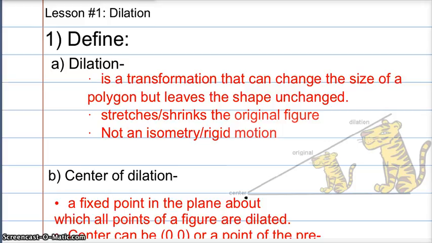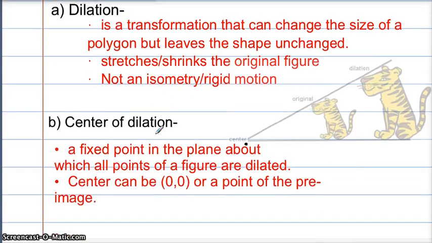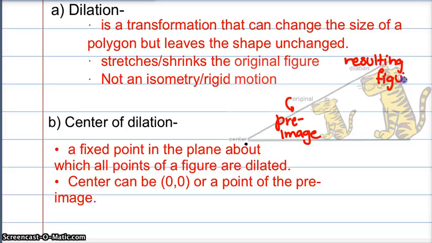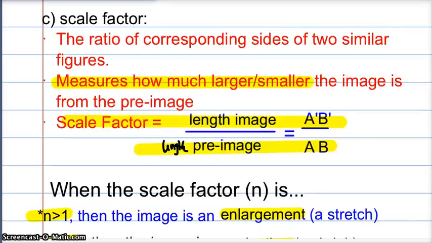Center of dilation, a fixed point in a plane about which all points of a figure are dilated. The center can be at 0, 0, or a point of the pre-image. Let me take a second to go over some of this vocab. When we talk about pre-image, we're talking about the original figure. When we discuss the dilation, we're talking about the resulting figure. So we have dilation, center of dilation, and then scale factor.